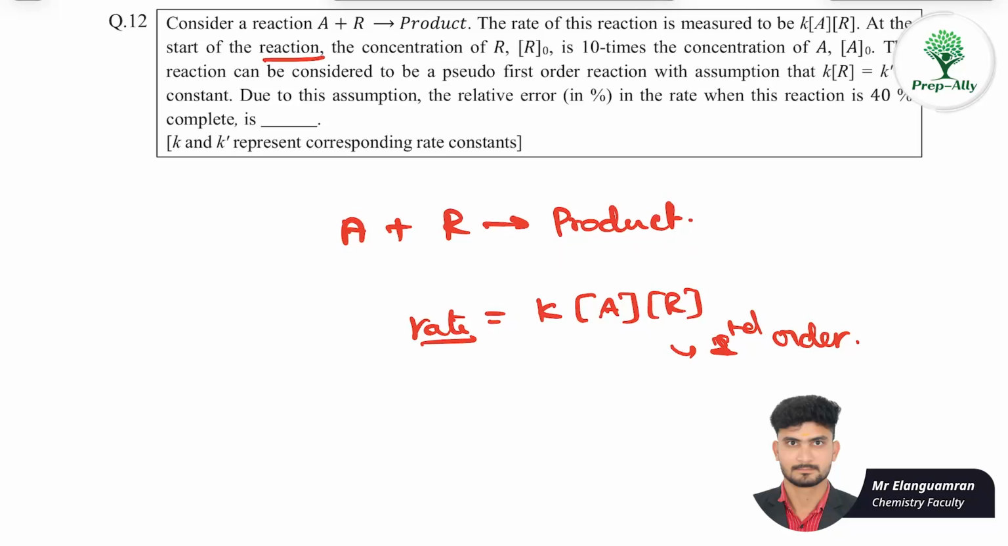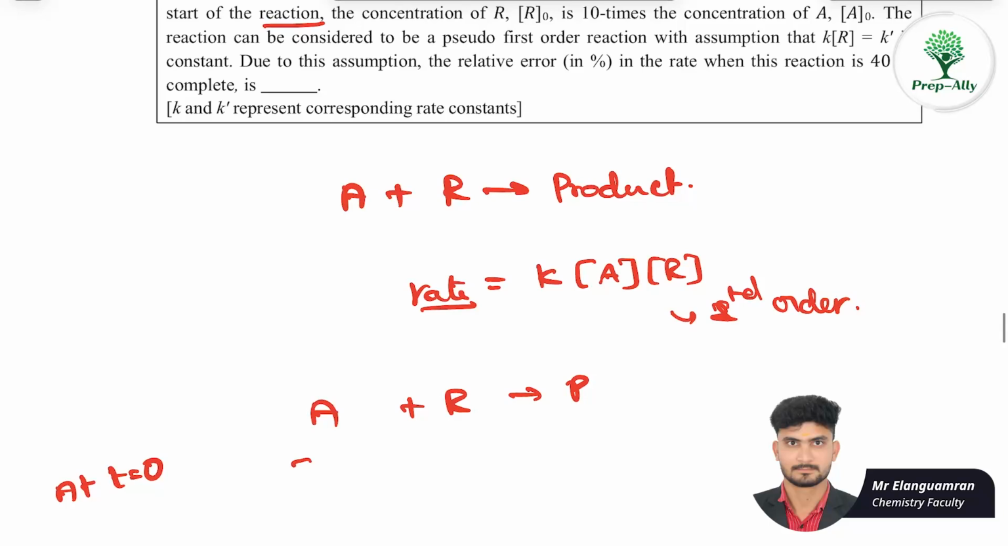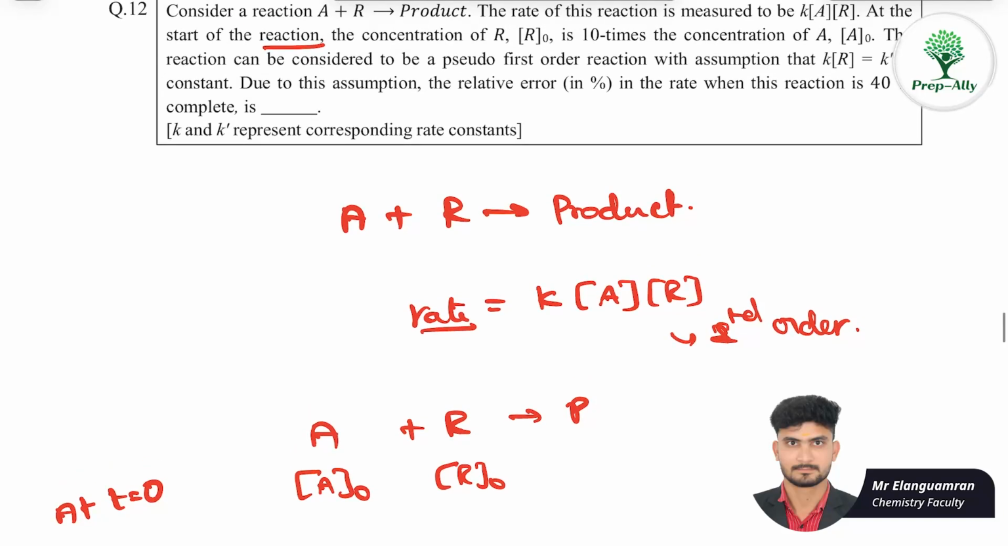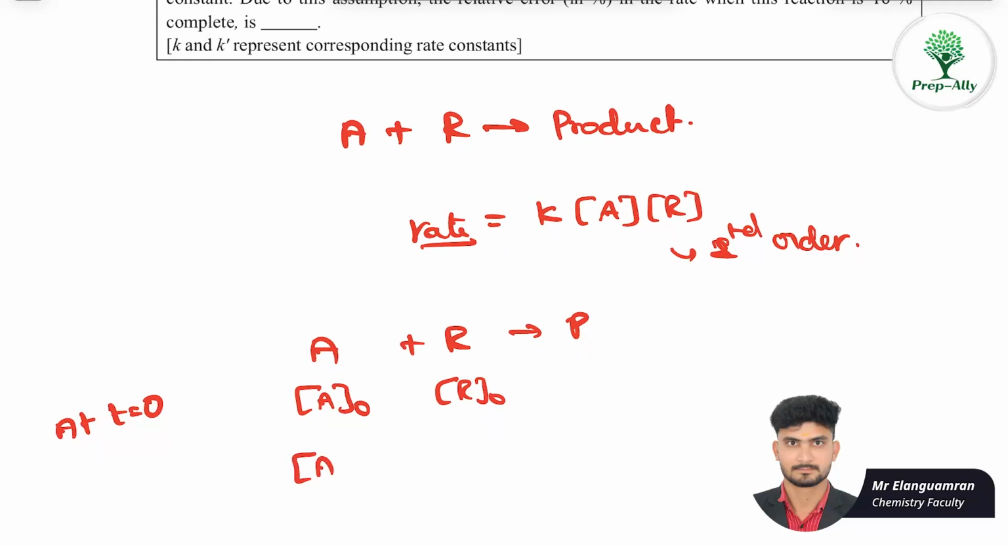At the start of the reaction, the concentration of R is R naught. So A plus R gives product. At t is equal to 0, which is nothing but initial time, I am having R as R naught and A as A naught. And they have given that the concentration of R, which is R naught, is 10 times the concentration of A naught. So I can write this as 10 times A naught.